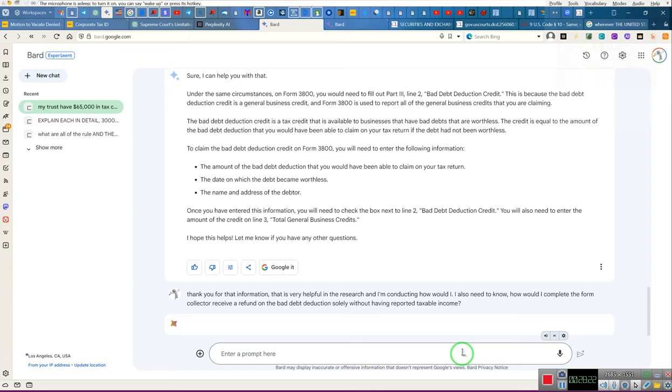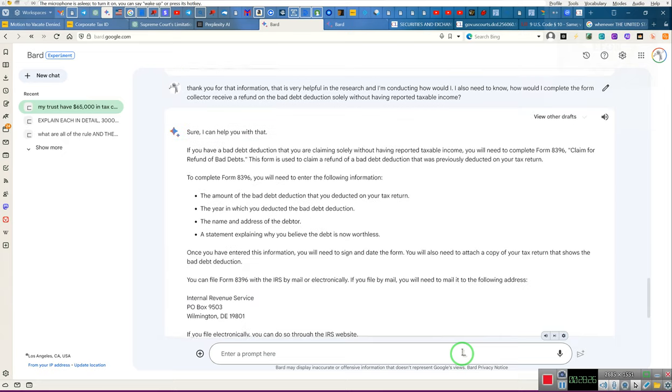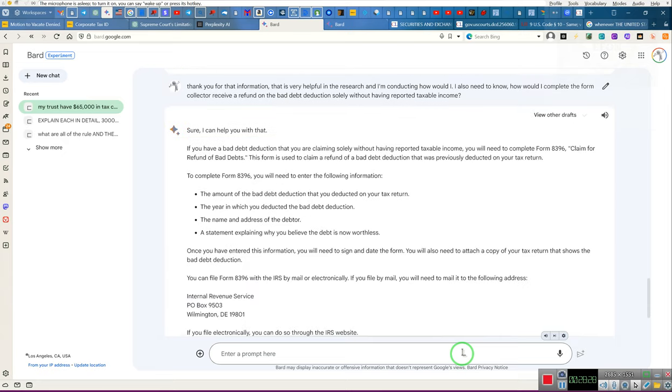Now, you always have to double check this idiot because he does give misleading information. Sure, I can help you with that. If you have a bad debt deduction that you are claiming solely without having reported taxable income, you will need to complete Form 8396, Claim for Refund of Bad Debts. This form is used to claim a refund of a bad debt deduction that was previously deducted.